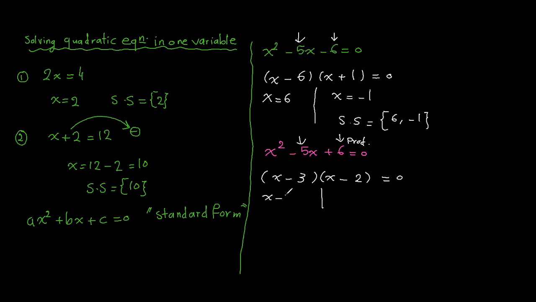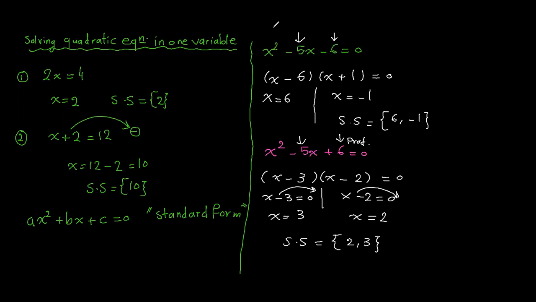x minus 3 equals 0, x minus 2 equals 0. So our solution here, moving to the other side with the inverse sign: x equals 3, x equals 2. So solving this equation, the solution set is {2, 3}.